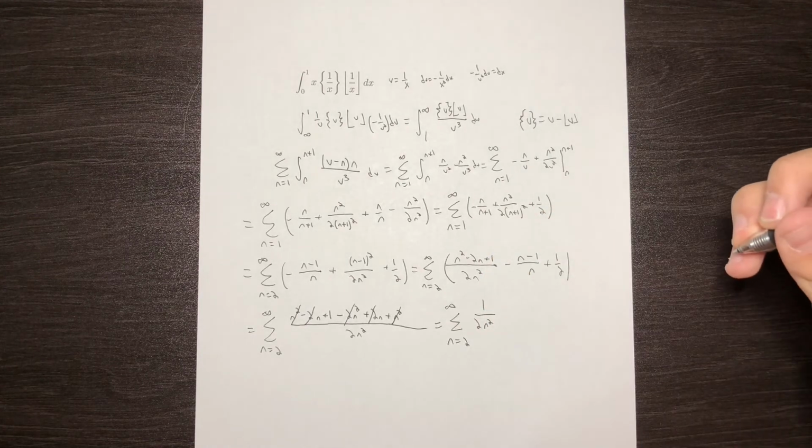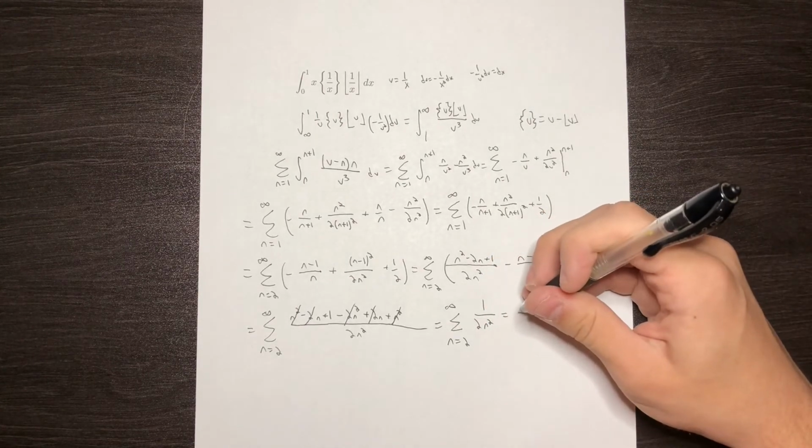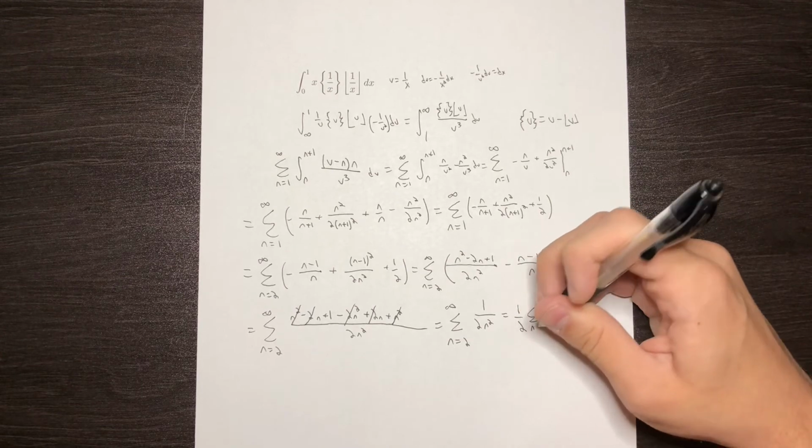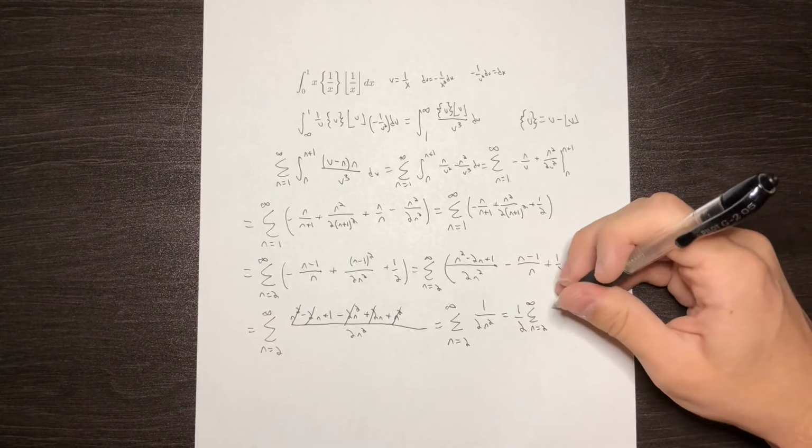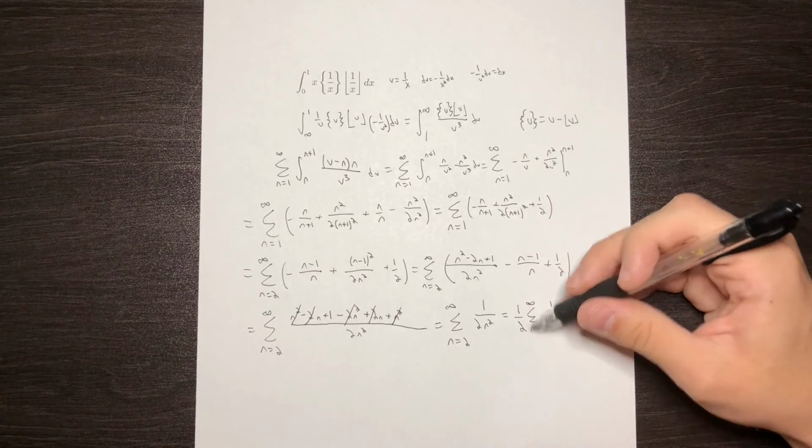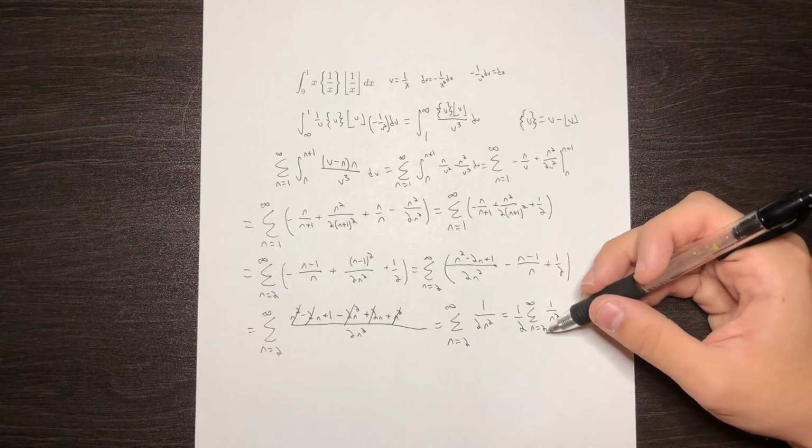Now this should immediately jump out to you as very similar to the Basel problem. So we can bring out this 1/2 in front of the summation. So you have the 1/2 times the summation from n equals 2 to infinity of 1 divided by n squared. Now this is almost the Basel problem, except that we're starting from 2 and not 1.